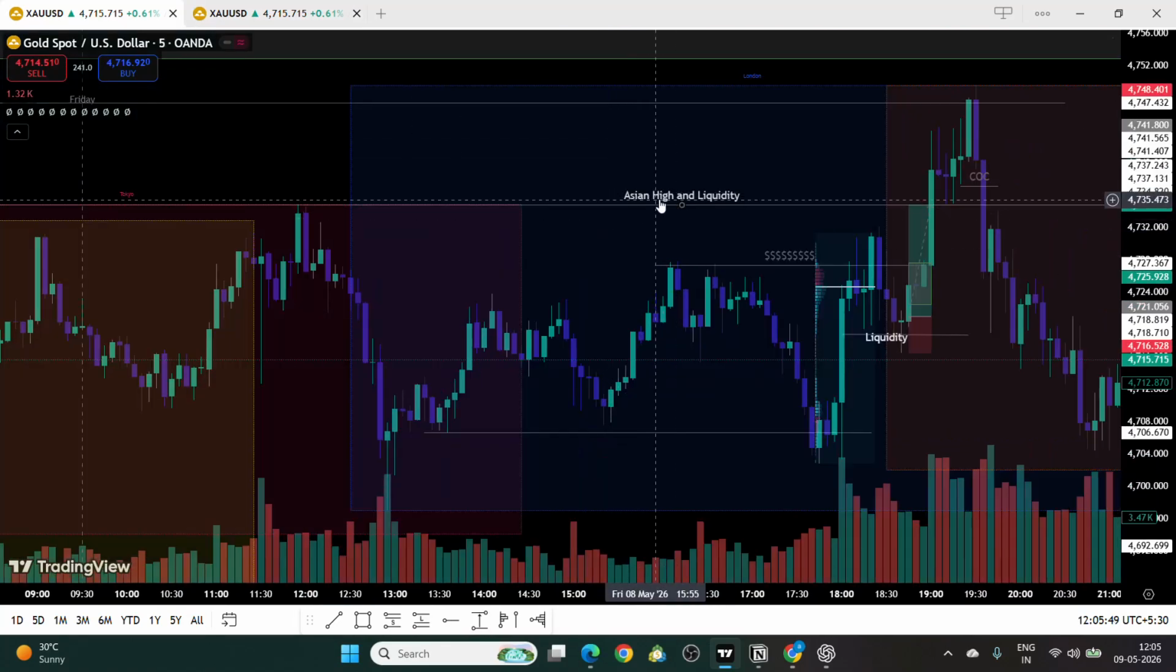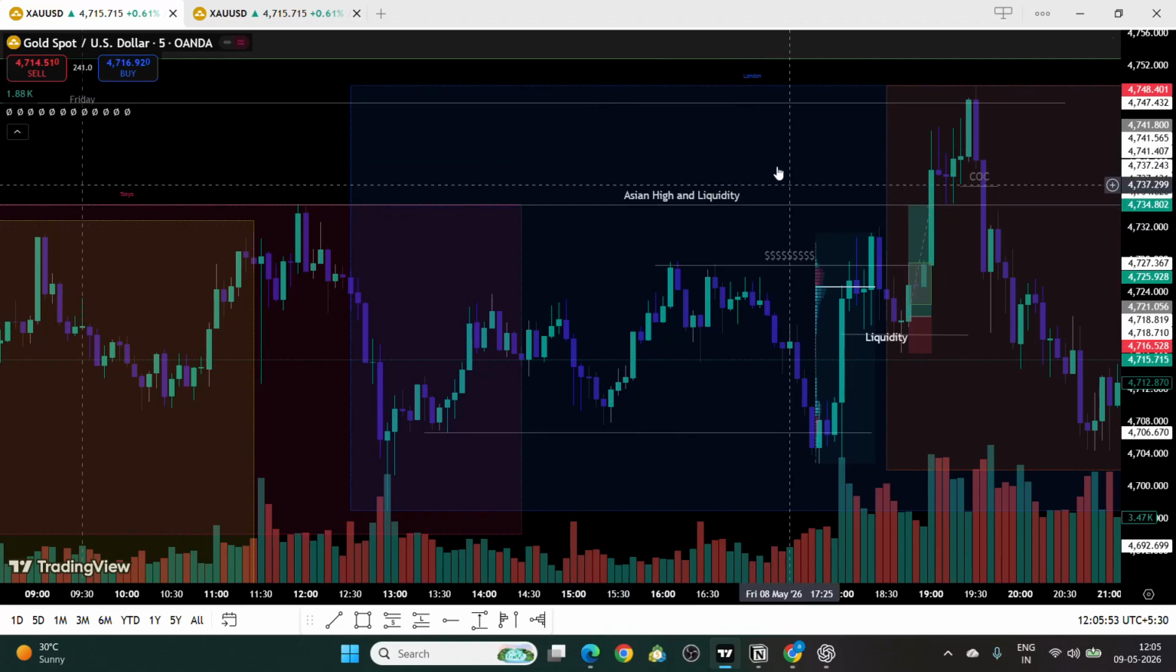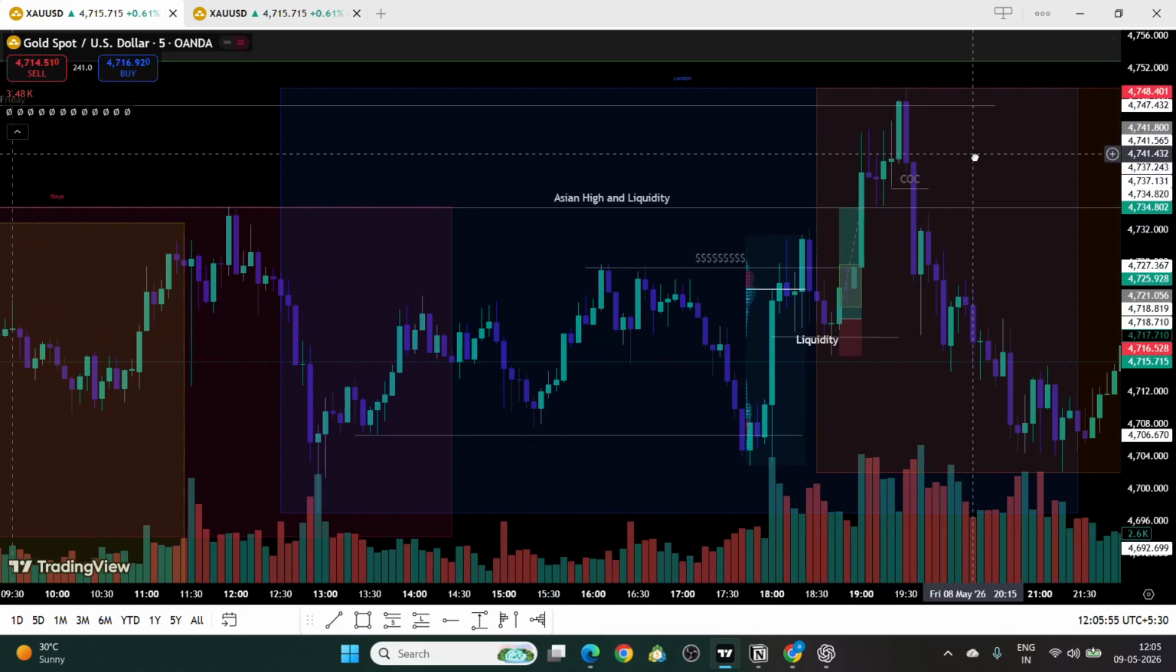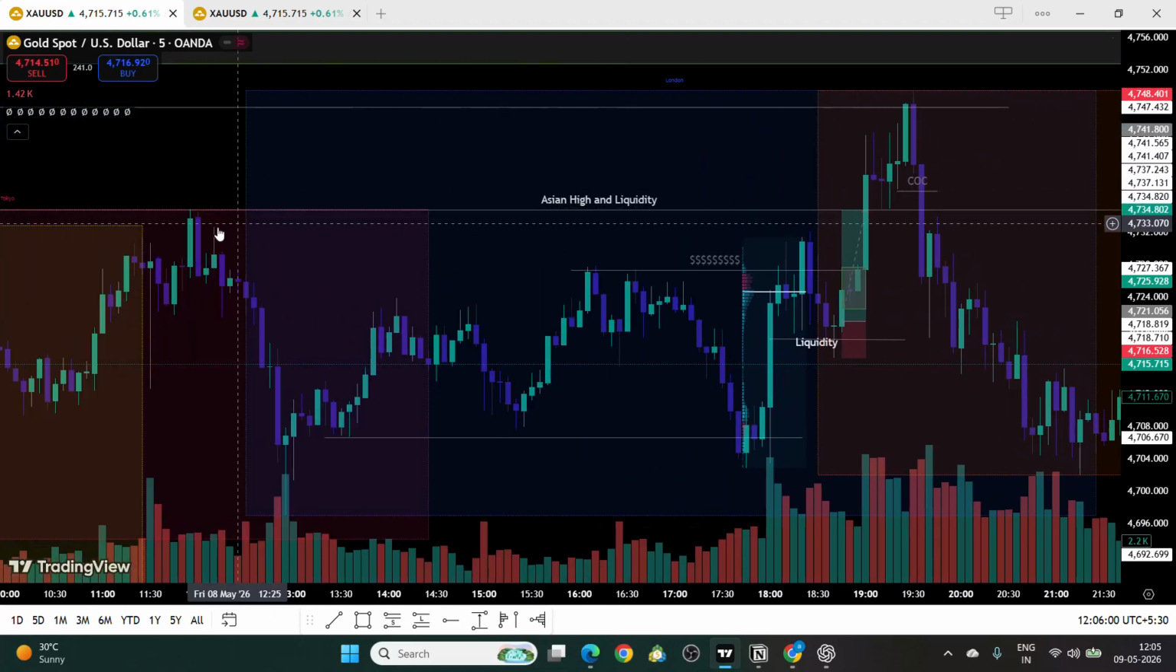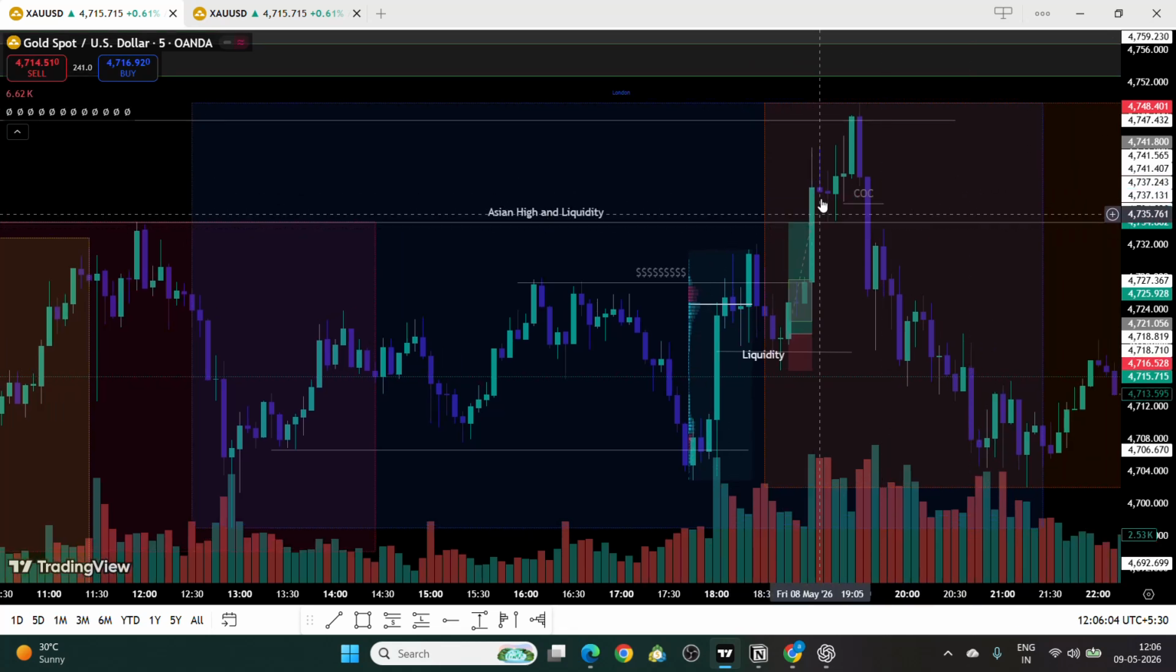This is the Asian session. Once Asian session liquidity has been taken, the price started reversing, and we can see that here. And this is the resistance area. Once the liquidity is grabbed, this is the resistance area, and it is moving up all the way, but again unable to sustain the buying pressure.